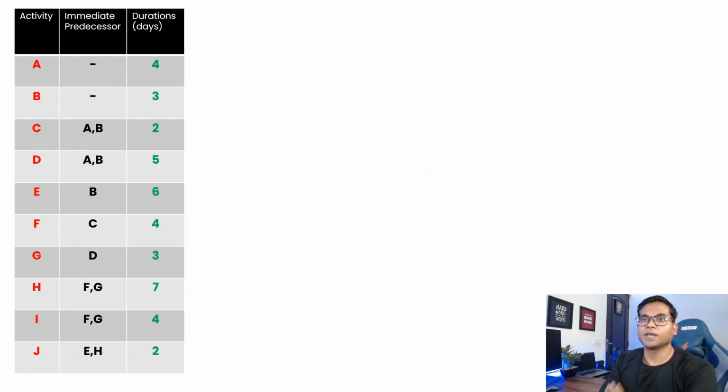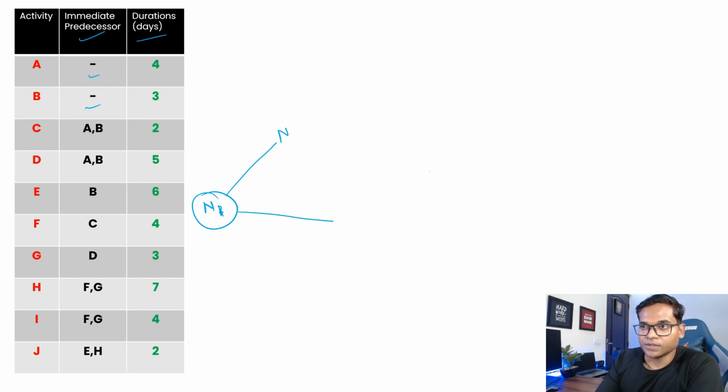So let's start with an example. Here we have given these activities. This is the immediate predecessor relationship, and this is the duration, right? So let's say this is node 1. Now if you start with node 1, your activities A and B are starting from node 1, right? So there is no predecessor. So let's say this is node 2 and this is node 3, and this represents your activity. Oh sorry, I think I made a mistake, right? No, that's right.